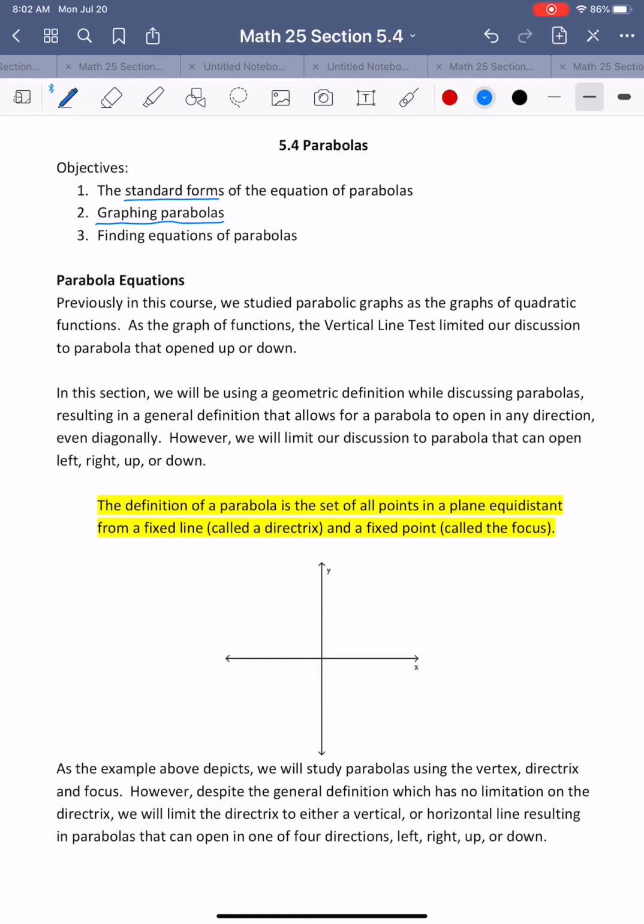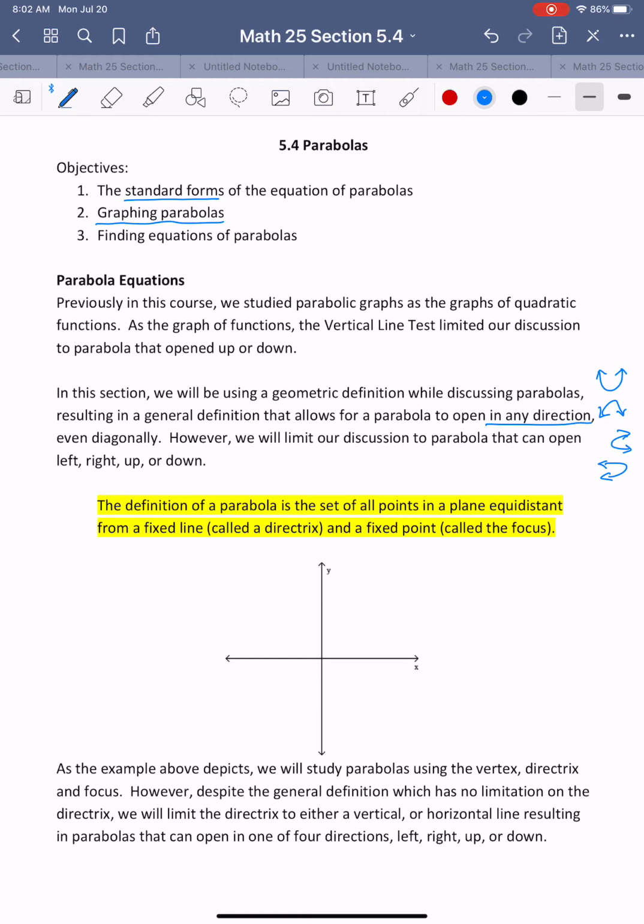As graphs of functions, the vertical line test limited our discussion to parabolas that open up and down. In this section, we will be using a geometric definition while discussing parabolas, resulting in a general definition that allows a parabola to open in any direction, which means it could open up, open down, open to the right, or open to the left. So we'll see four different directions.